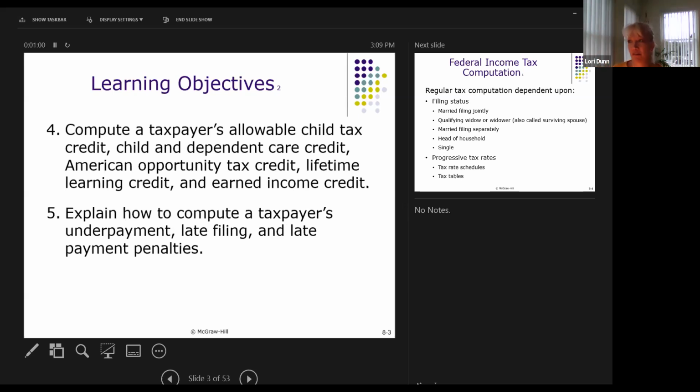We're also going to talk about something called the Kiddie tax, which is a special tax computation for children who meet certain qualifications. And then we'll get into these tax credits: the child tax credit, something called the child and dependent care credit, then our education credits, American Opportunity and Lifetime Learning, and then a special refundable credit called the Earned Income Credit.